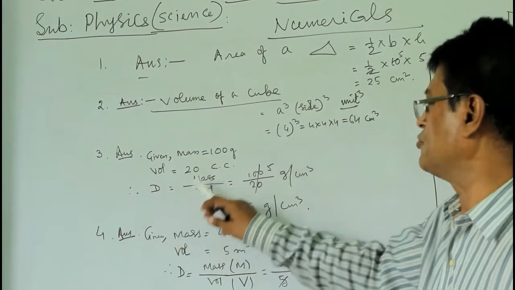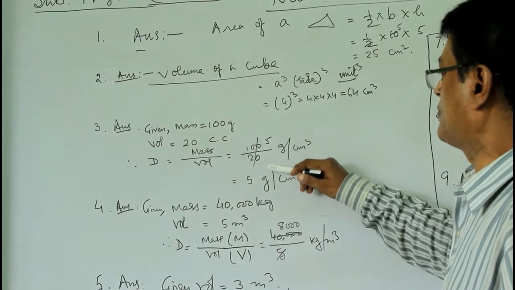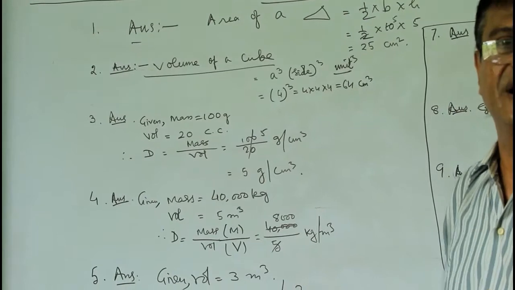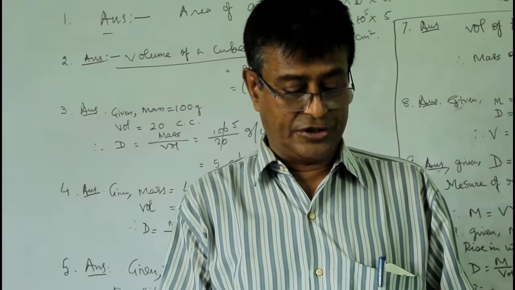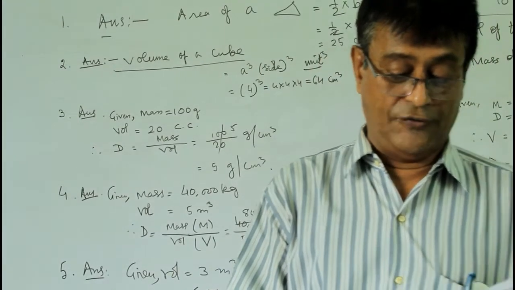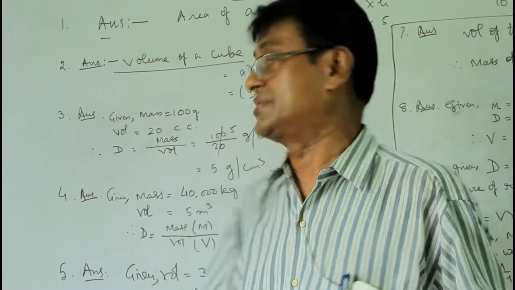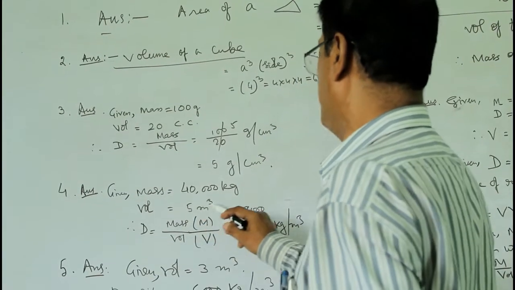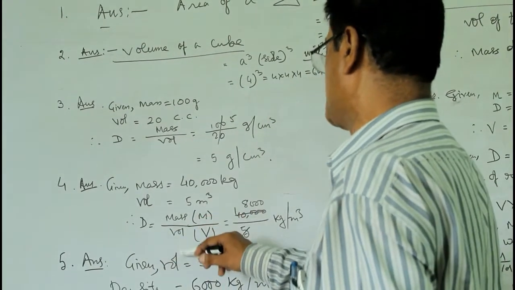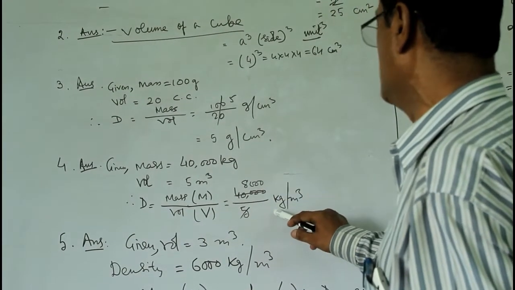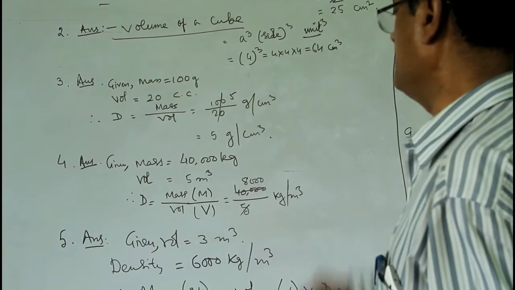So density equals mass by volume, that means 100 by 20, cancellation, to get 5 gram per centimeter cube. That is the answer. Question number 4. An object has a mass of 40,000 kilogram and a volume of 5 cubic meter. What is its density? Again, 40,000 kg is the mass, volume is 5 meter cube, and the density equals mass by volume, that means 40,000 by 5 equals 8,000 kg per meter cube.